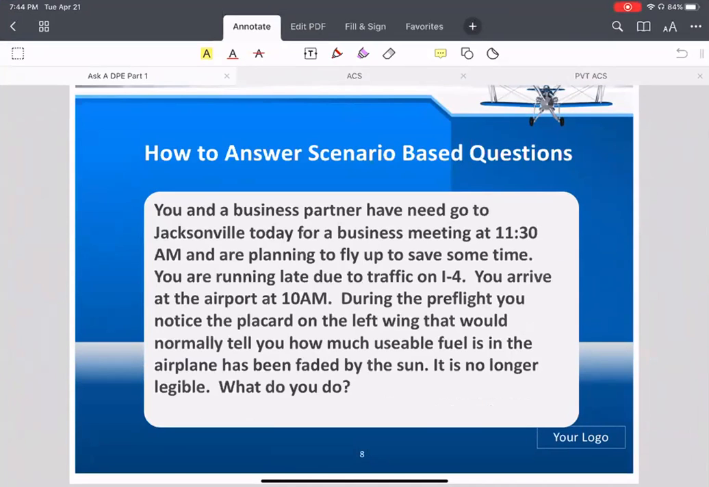You and a business partner have a need to go to Jacksonville today for a business meeting. It's 11:30 a.m. You're planning to fly up to save some time. You're running late due to I-4 traffic. We're back in the real world where there's traffic on I-4. You arrive at the airport at 10 a.m. During the pre-flight, you notice the placard on the left wing that normally would tell you how much usable fuel it is has faded and the sun is no longer legible. What do you do?